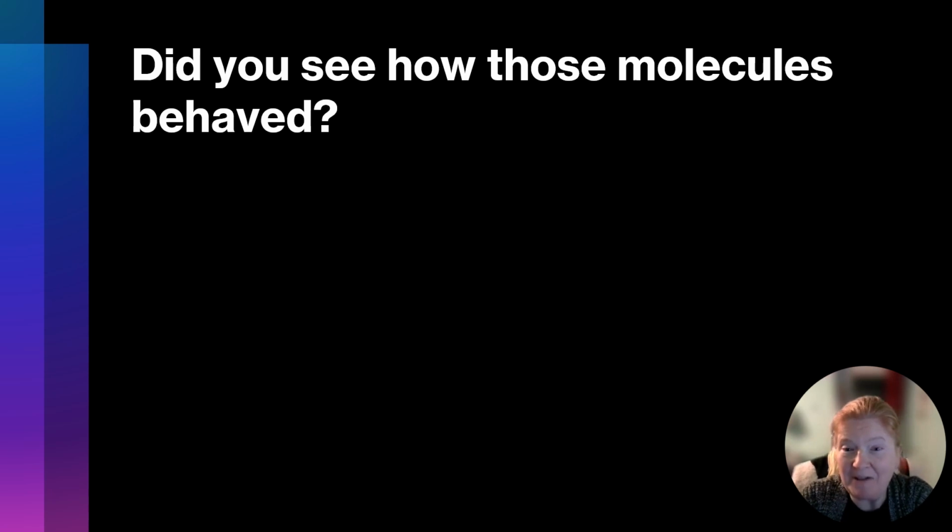Did you see how those molecules behaved? How just moving the electronegativity values really changed how much partial charge there was and how the molecule responded to the electrical field. Did you notice which part of the molecule was attracted to the negative electric field and which part was attracted to the positive? Doesn't that make sense?